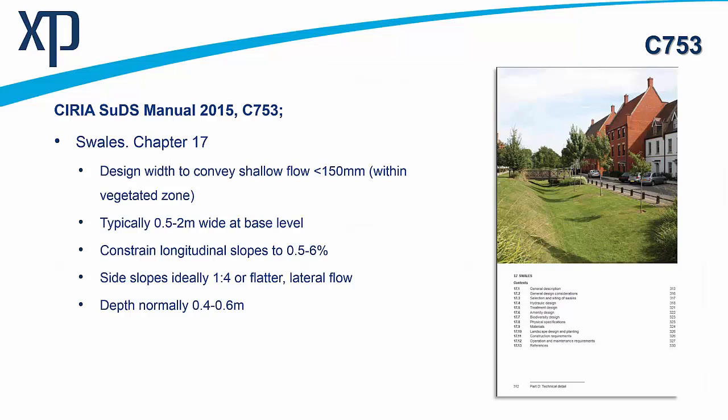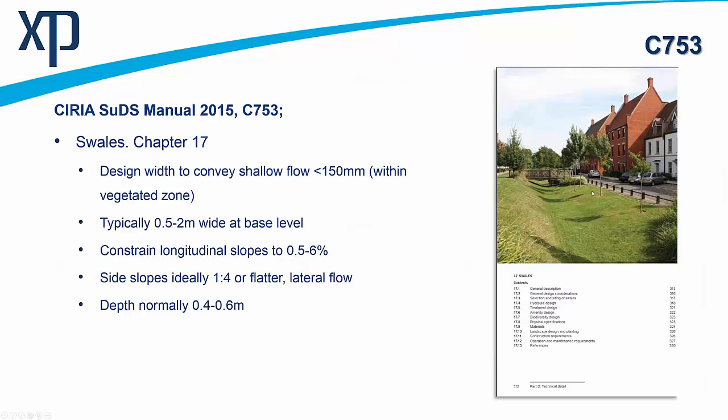The base of the swales are typically going to be between 0.5 meter wide up to 2 meters wide, and the longitudinal slope along the length of the swale should be constrained to 0.5 to 6%. What we don't want is steep sloping sites with scour in the base. So these can be limited in terms of topography, but there are workarounds to that I'll share with you in a second. The side slopes of the swale should ideally be 1 in 4 or flatter if possible, but I do appreciate the land take situation, so it just depends on what we can fit in.